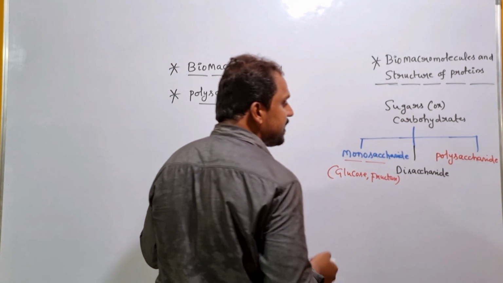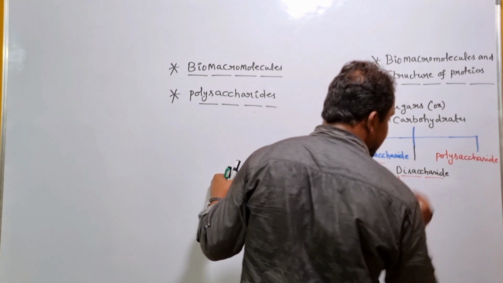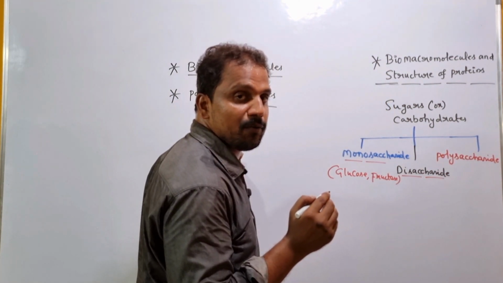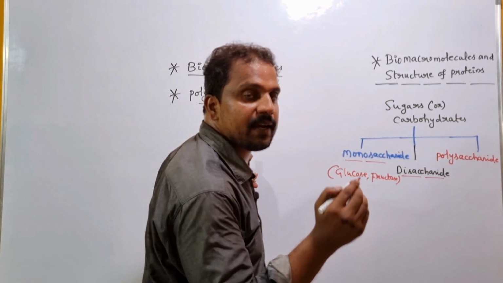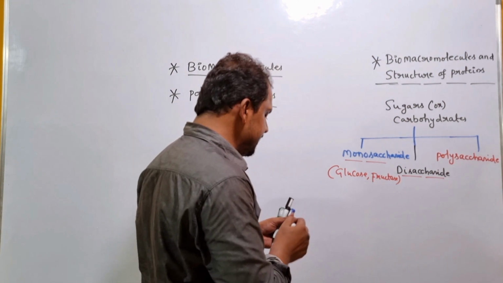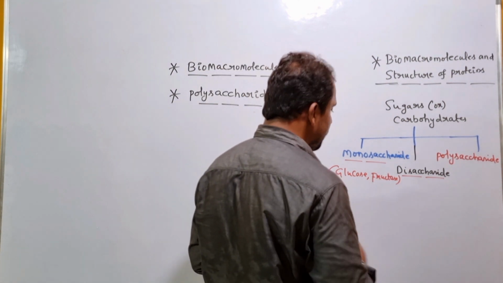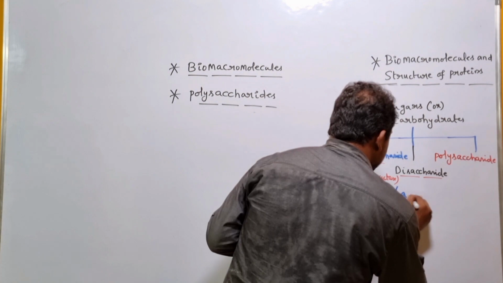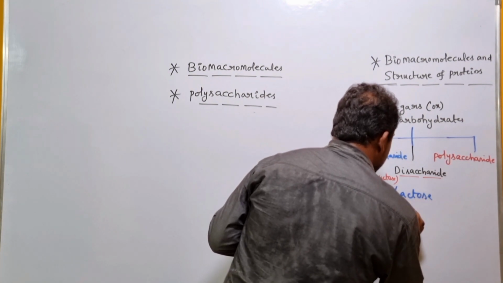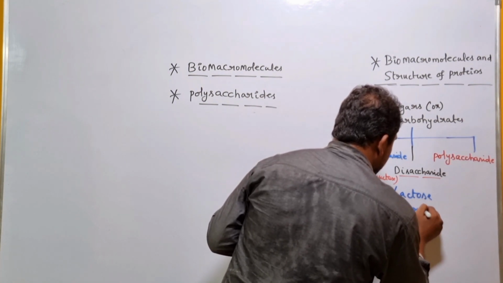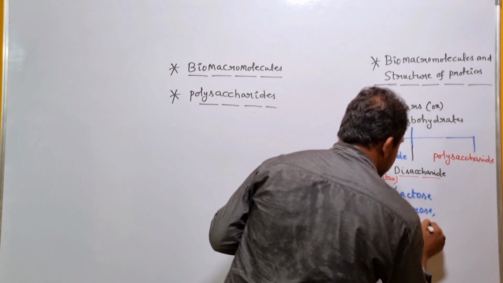Then in the same way, disaccharides basically contain two sugar units which are linked by the glycosidic linkage. And the best examples for the disaccharides include lactose, sucrose, and even maltose.